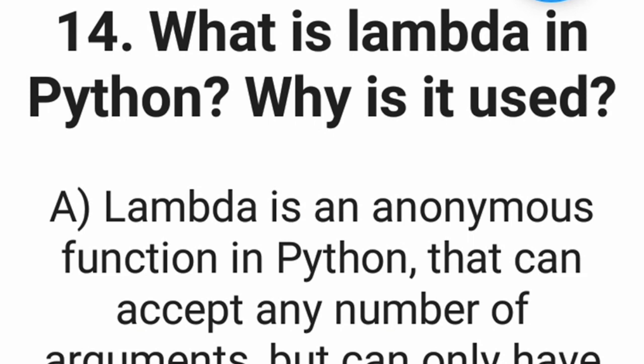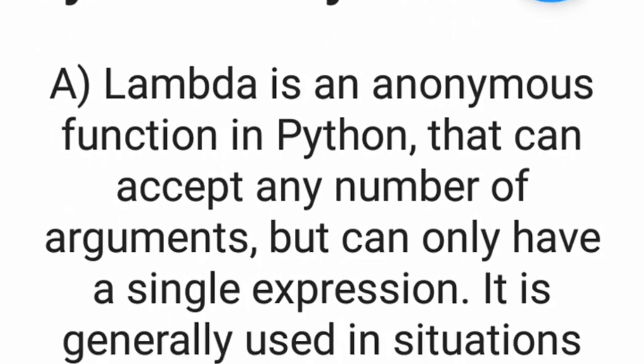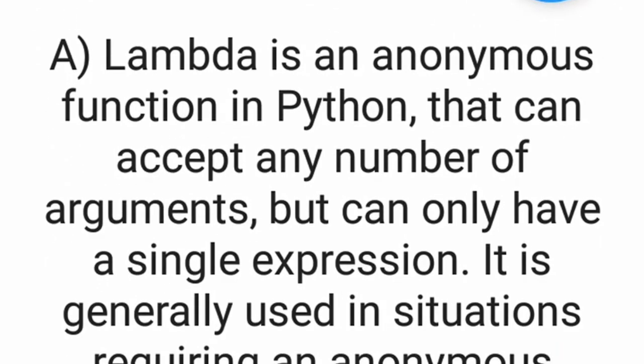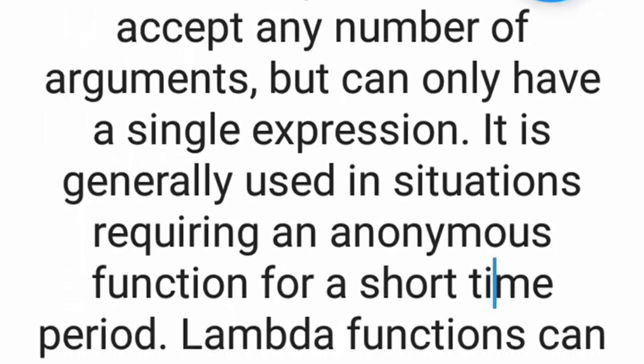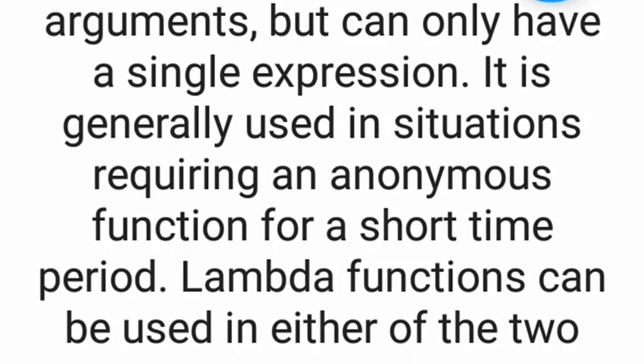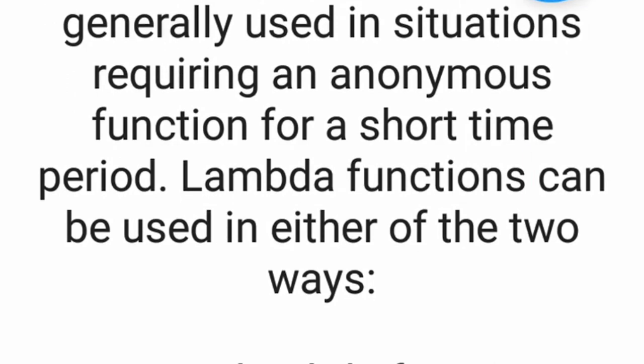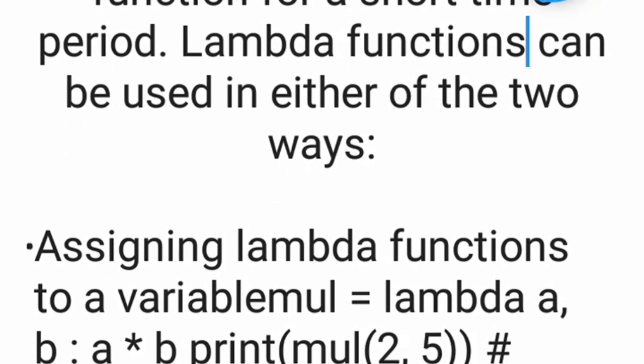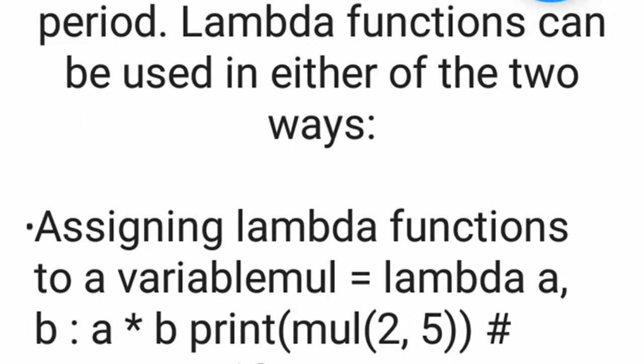14. What is Lambda in Python? Why is it used? A. Lambda is an anonymous function in Python that can accept any number of arguments, but can only have a single expression. It is generally used in situations requiring an anonymous function for a short time period. Lambda functions can be used in either of the two ways.